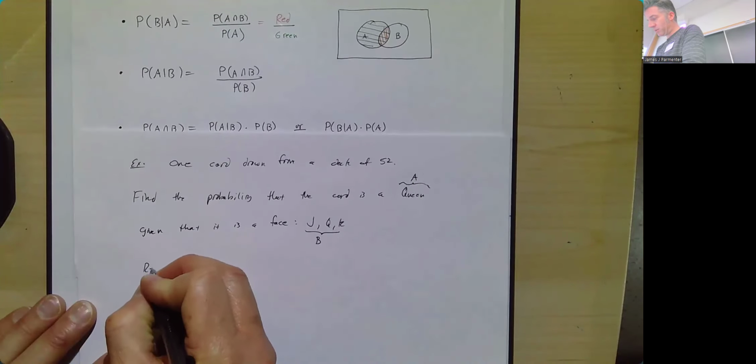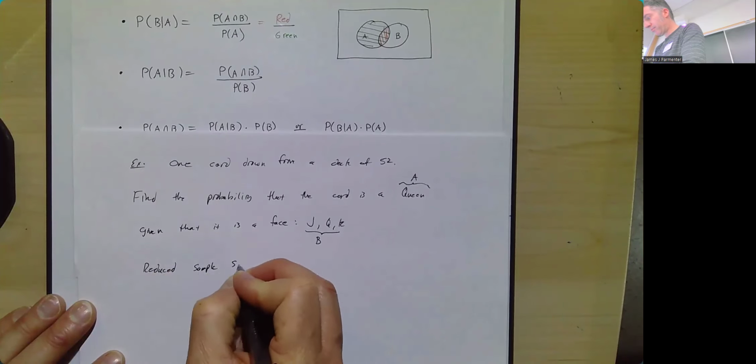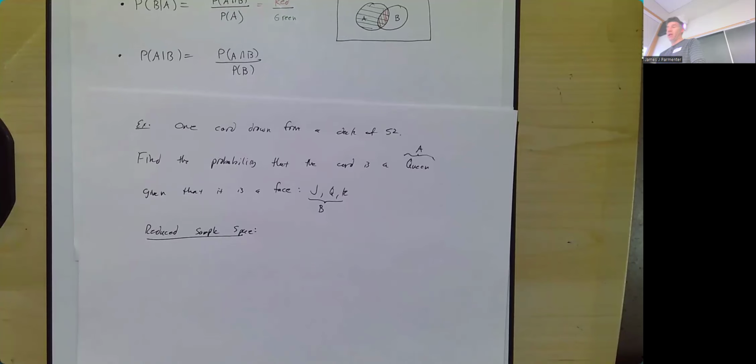Okay, in my mind, here's the easy way to do this. We're going to use the reduced sample space. So knowing that B has happened, that I have drawn the jack, queen, or king, how many ways does that happen? How many jacks, queens, and kings are there in total? 4 times 3, which is 12. So there are 12 things to choose from. That's my total space.